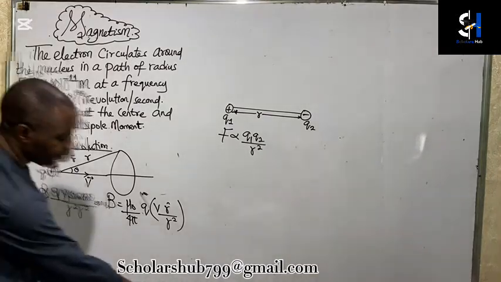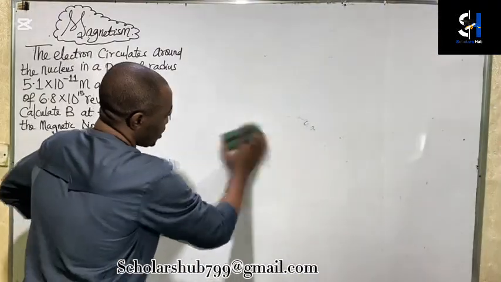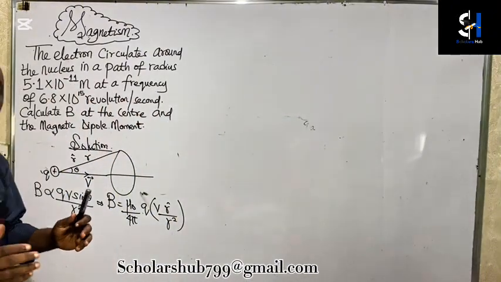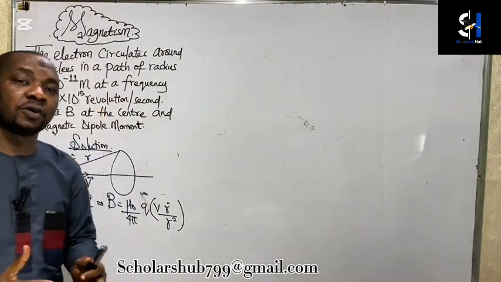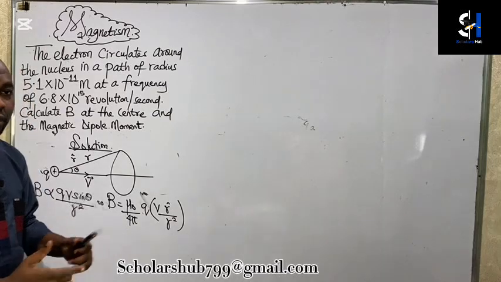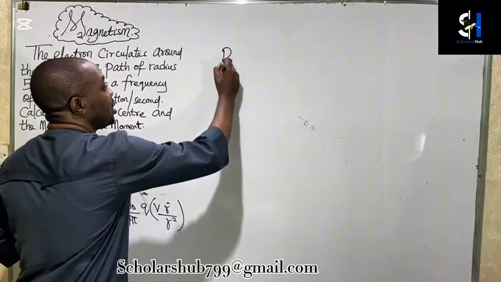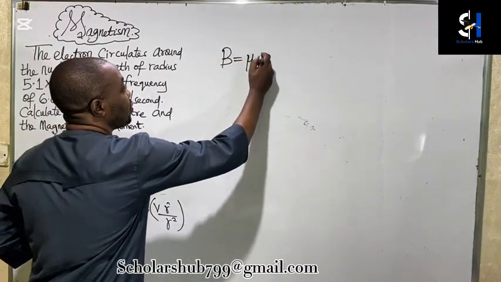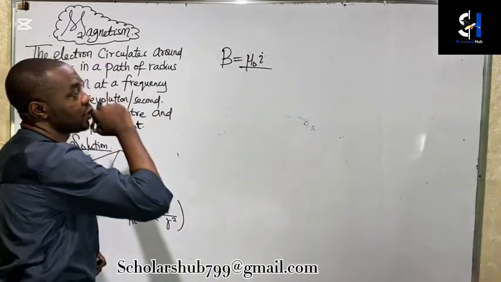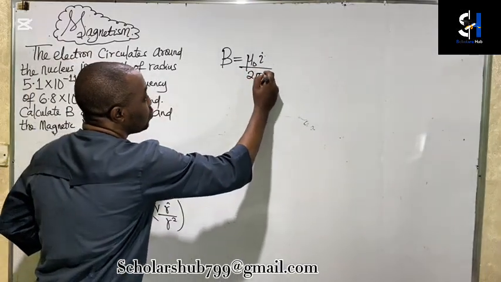In one of my videos, I explained that to calculate the magnetic field of a straight wire carrying current, we have B equals the permeability of free space multiplied by current I over 2 pi r.